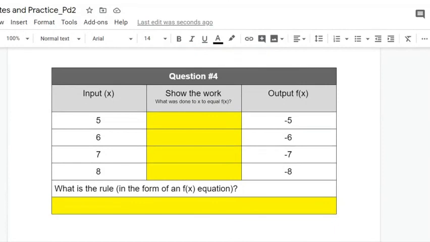So number 4 is a challenge. I'm going to write that. It is a challenge question. You guys got it. We have 5 to negative 5, 6 to negative 6, 7 to negative 7, 8 to negative 8. I'm going to tell you that the first 3 was an addition, a subtraction, and a multiplication. This one could be any of them. I believe you got it.